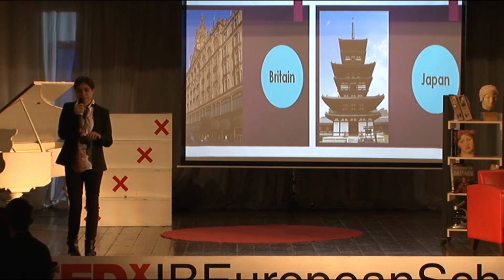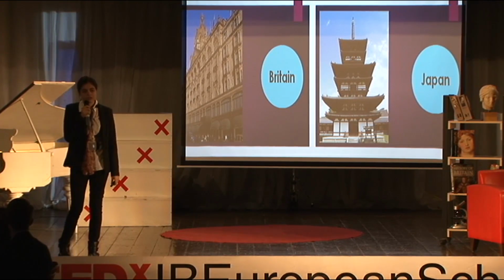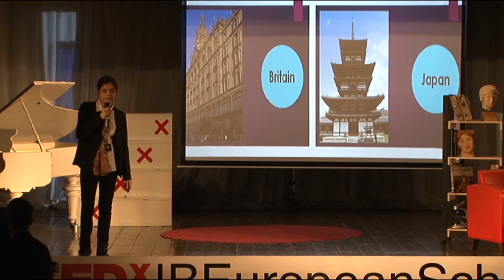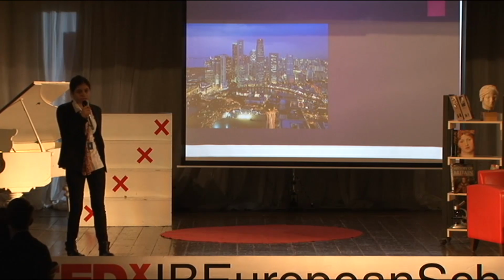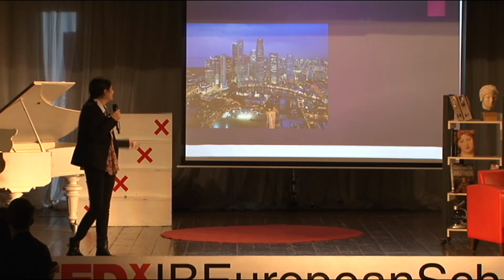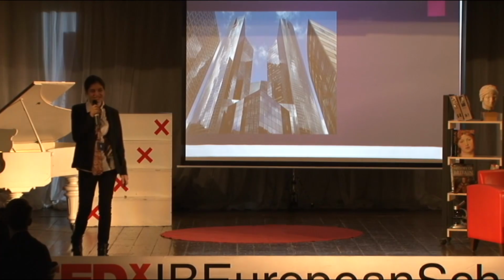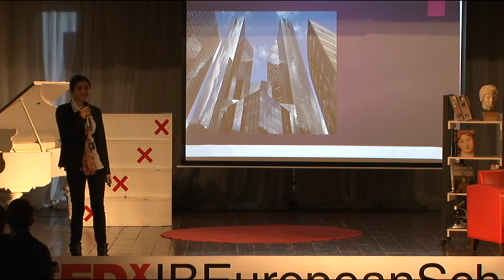Now, to refresh your memory, I think you remember that we took these two examples of a bit old architectural styles, but they were a little easy to guess. Now I want to show you some modern architectural styles that you have to think a little more about. Can you guess which country it is? Singapore. Yes. What about this one? Hong Kong. Dubai.